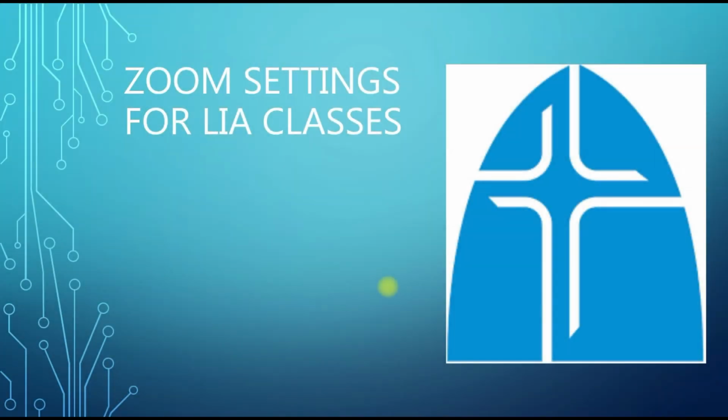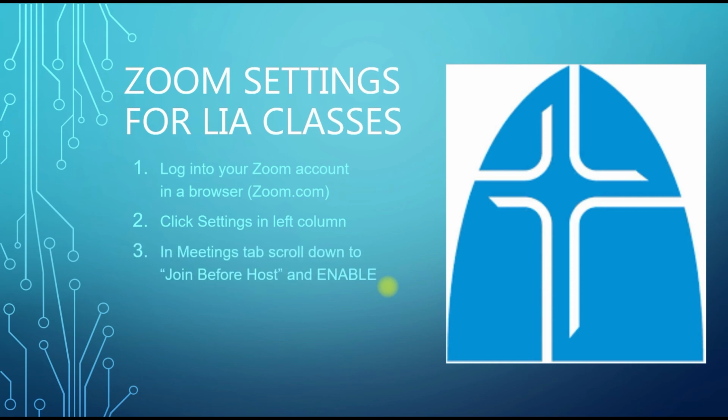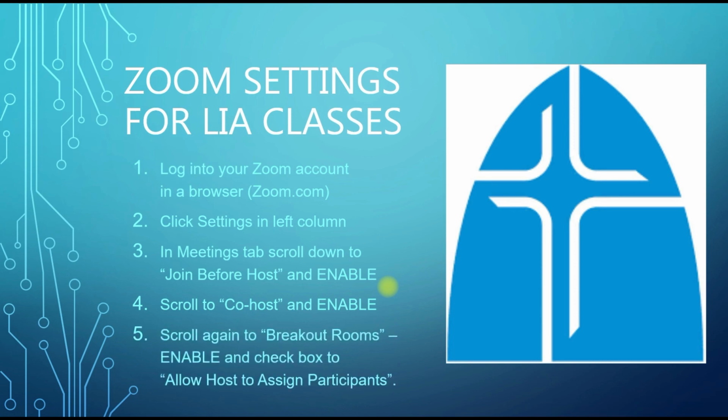Okay, a quick recap. These are the three changes that you might want to make when you're teaching Living in America classes. To make these changes, the first thing you're going to do is log into your Zoom account in a browser. Go to zoom.com, log in. Then you're going to click the settings in the left-hand column. You're going to go to the Meetings tab, which should be selected by default, and you're going to scroll down to Join Before Host, and you're going to enable Join Before Host. You're going to continue down the page and enable Co-host, and then continue down the page even further to breakout rooms. Make sure this is enabled and that you are allowing the host to assign participants. And that's all there is to it.